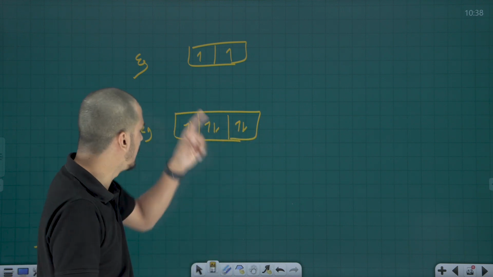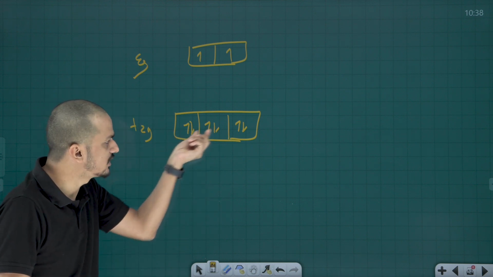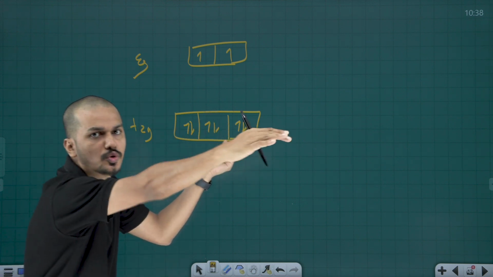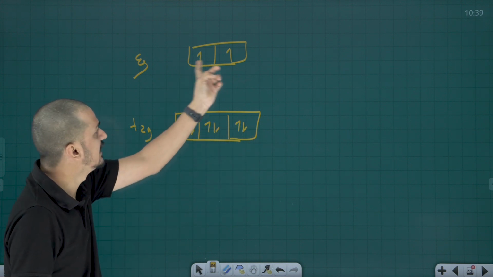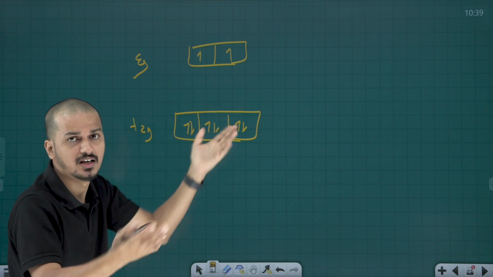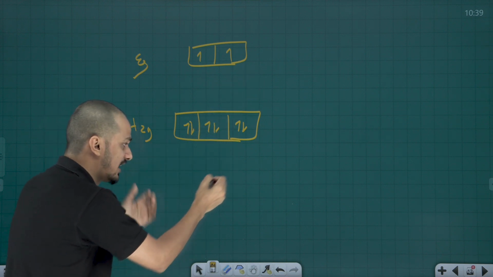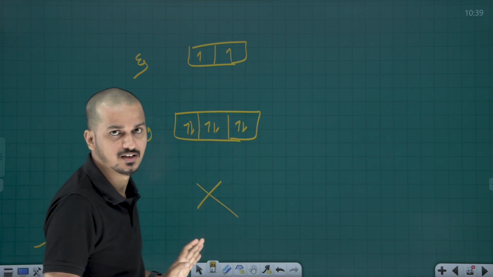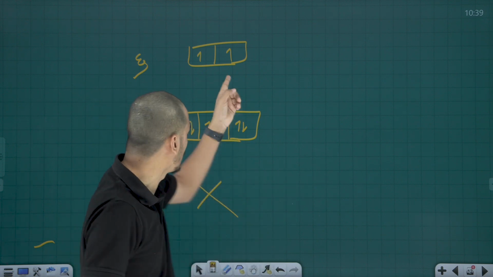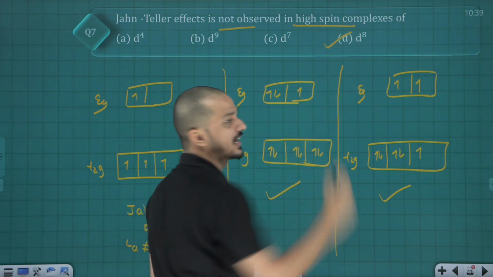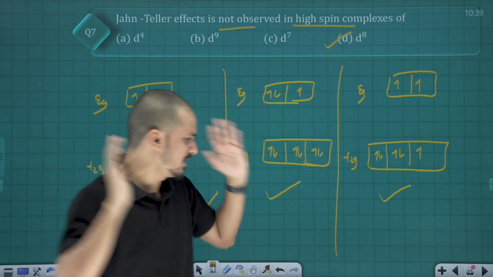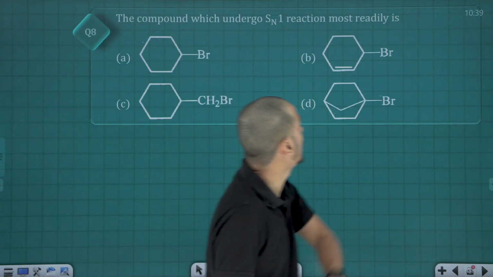Yes, here symmetry is there. The 3 orbitals in T2g each contain 2, 2, 2. That means they are symmetric, all are the same. And eg contains 2 orbitals with 1, 1. They are also symmetric. So there is no Jahn-Teller defect. That means length of axial is equal to length of equatorial in this case. So what's the answer for our question? Option D is the correct answer. Clear guys? Yeah. So we can go to the next question.